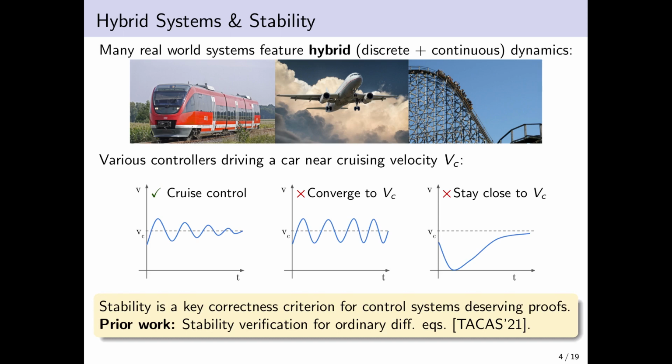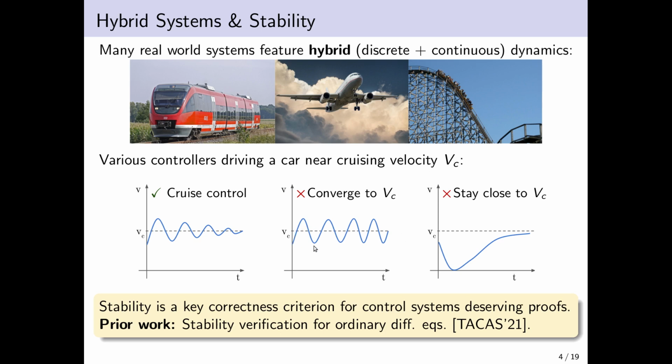So to motivate stability a little, I want you to think about being in a car that's driven by a cruise controller. If you plot the velocity time graph of your car, you probably think of a plot that looks something like the one on the left here, where if your initial velocity of the car is somewhere close to the cruising velocity, then the cruise controller should drive the car near the cruising velocity and eventually get closer and closer to the cruising velocity.